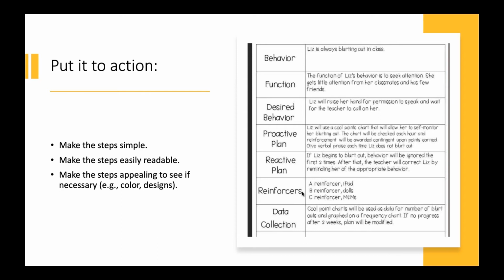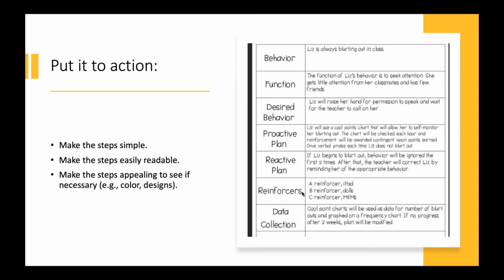You want to make it such that they could just take a look at the plan and run with it. Think about it like a recipe or instructions to build something. You don't want to make things so overcomplicated that it becomes very aversive to even follow it. You want to make sure the steps are readable. If you are creating a complex plan, how can you break down the steps so that the individual could follow them? Also, you want to make it appealing if necessary. So add colors, add designs, put examples and non-examples into it.